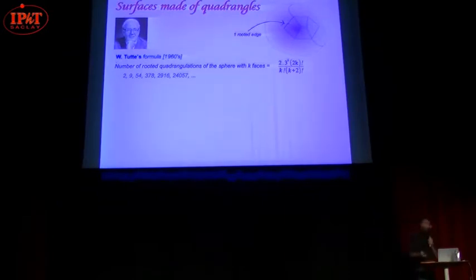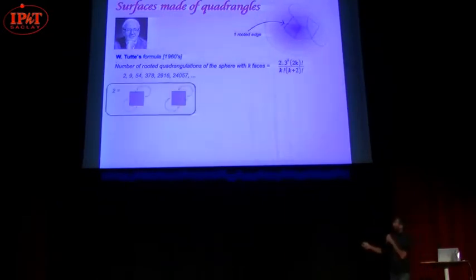Let me show you what the 2 corresponds to. So 2 quadrangles... sorry, 1 quadrangle. These are the 2 quadrangulations. You have one quadrangle with one marked edge, and there are 2 ways of folding it such that it gives a sphere. One way is this one, and another way is this one.